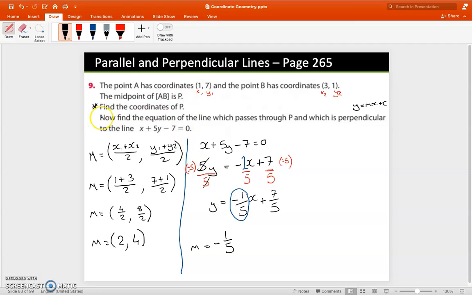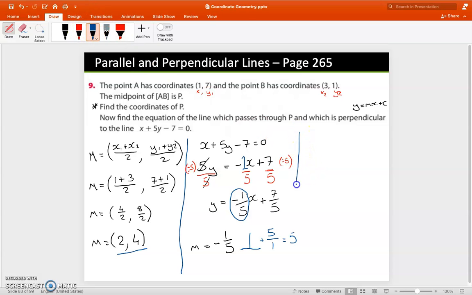Now we go back to what the question asks. Now find the equation of the line which passes through P. So we have P down here. It's this one, 2, 4, and is perpendicular to this line. So we found the slope of this one, now we need a slope perpendicular to it. So this is for perpendicular. We flip the fraction and change the sign. So it changes from a minus 1 over 5 to a positive 5 over 1. 5 divided by 1 is the same as saying 5. So the slope that we're going to be using is going to be 5.